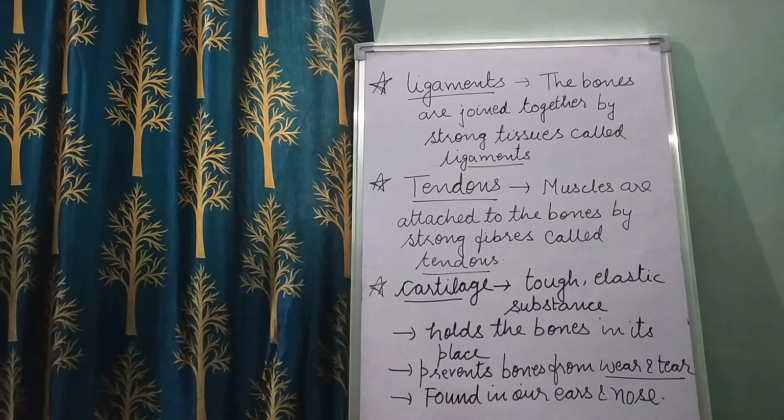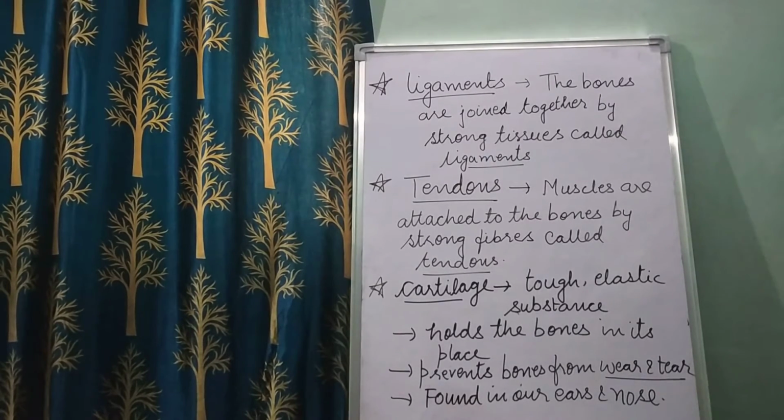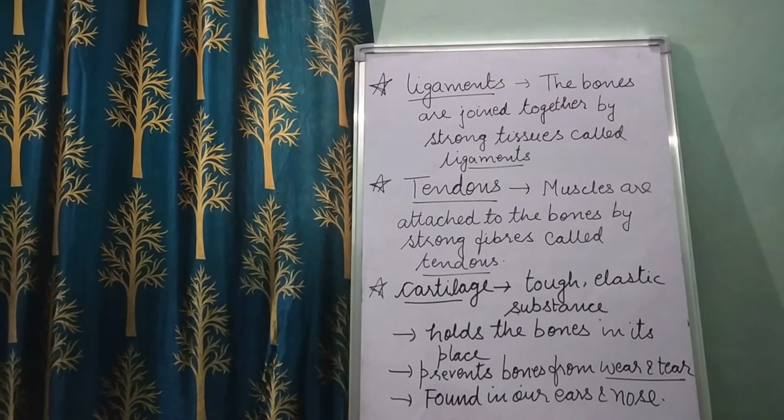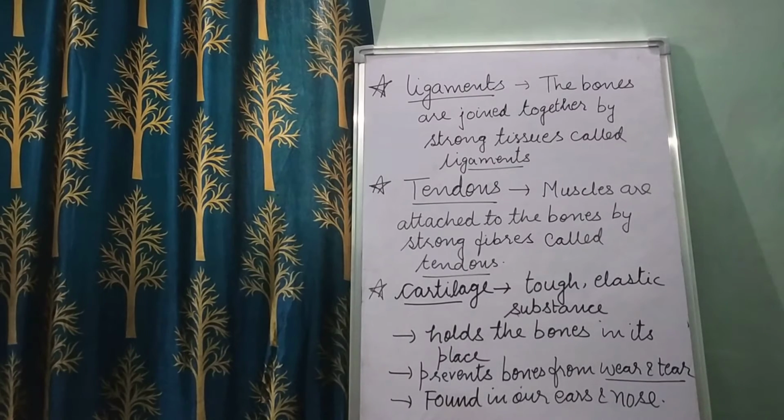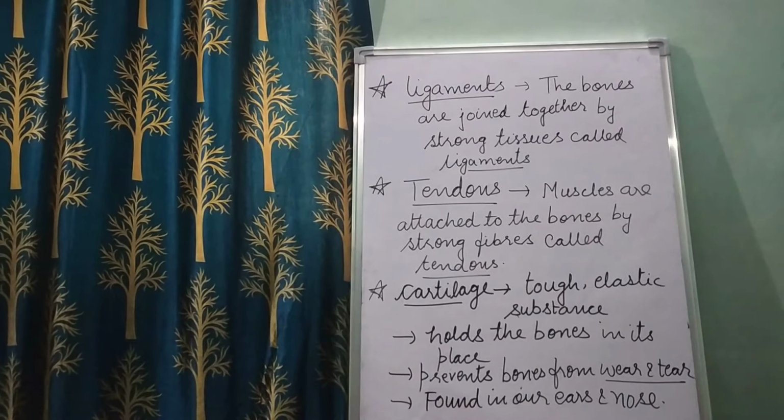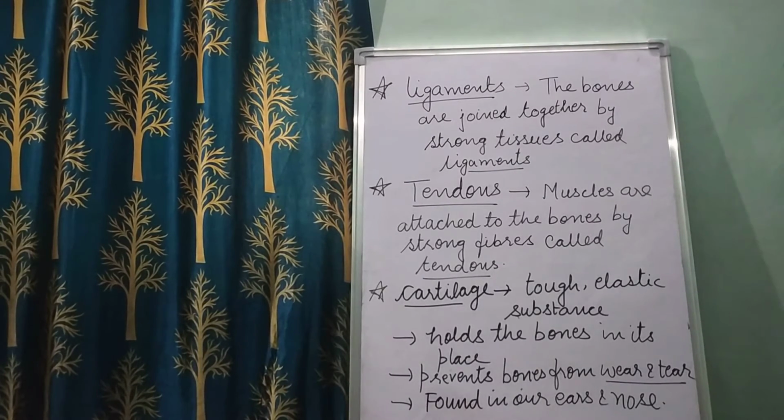Okay, so now let's study the three most important terms, which are ligaments, tendons and cartilage. Okay, so children, ligaments are basically strong tissues that join bones together. The bones are joined together by strong tissues which are called ligaments, and they are held together with the help of these special tissues, right?